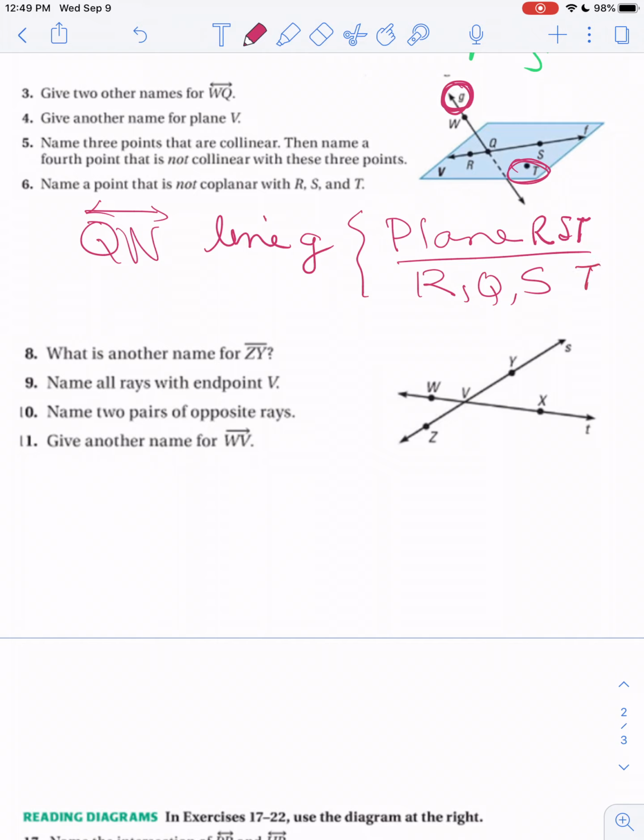Number 6 says name a point that is not coplanar with R, S, and T. So we can see R, S, and T lie on the blue plane, plane W or V. So a point that appears not to be on that plane would be point W. So the answer we're looking for is W, is a non-coplanar point. Let's look at the next one.